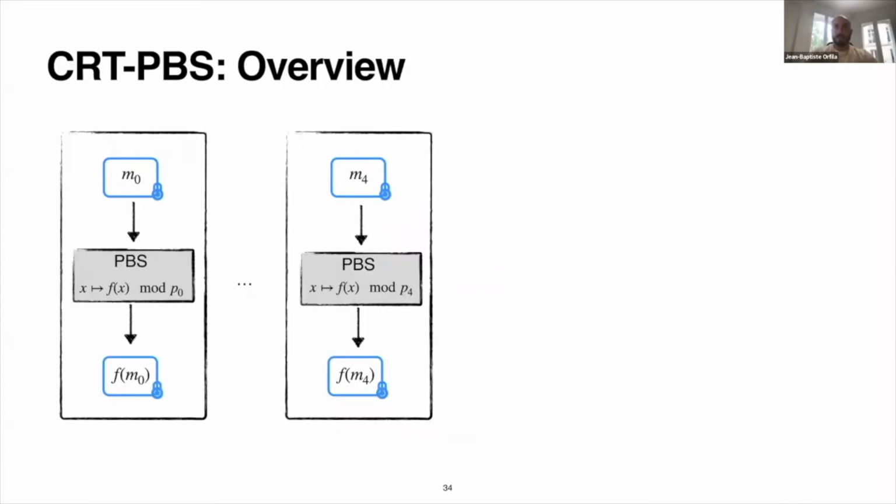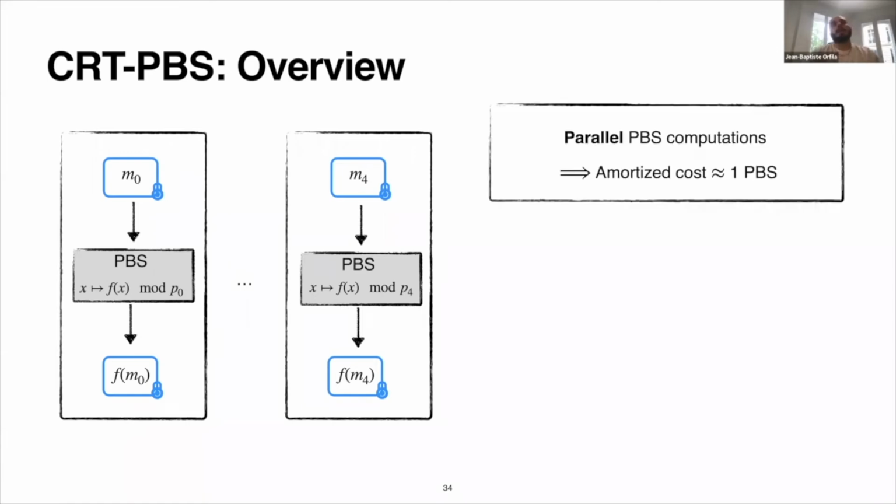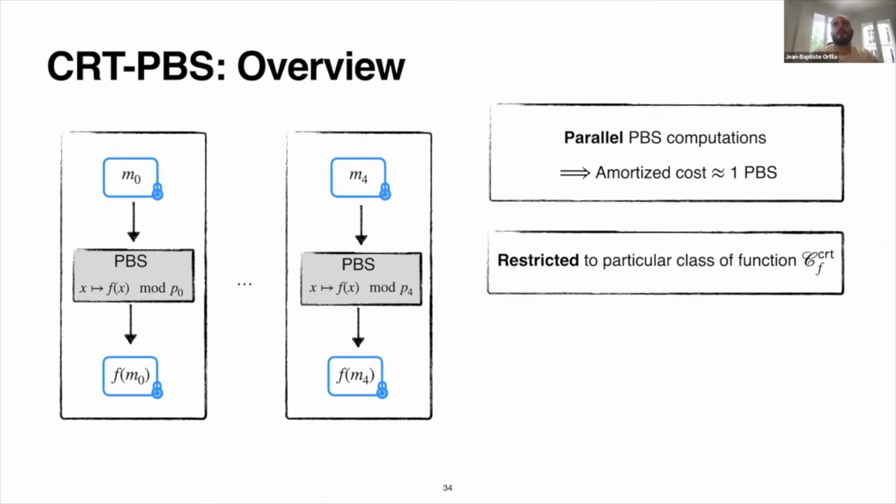So the CRT PBS is really simple. As previously, the idea is just to compute PBS on each of the blocks in an independent way. However, even if it is really efficient, because basically the cost is the same as the cost of a PBS over 1 block, because we can do everything in parallel. It has a major restriction, which is about the class of function you can compute, because the function has to be compliant with the homomorphism that the CRT proposes.